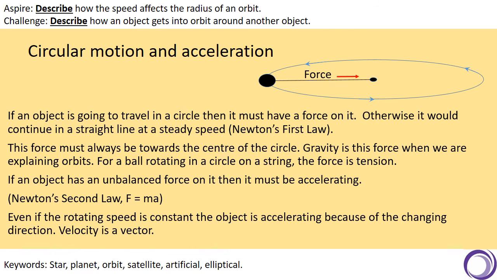So even if an object is going round in a circle with a steady speed, it's still accelerating. Velocity is a vector, so it's not good enough just to be going at a steady speed if the direction's changing. If the direction is changing with a vector, then you've got acceleration. So the acceleration on an object going in a circle will be in the same direction as the force, so towards the centre of the circle. So an orbiting object is accelerating constantly towards the object that it's orbiting around.